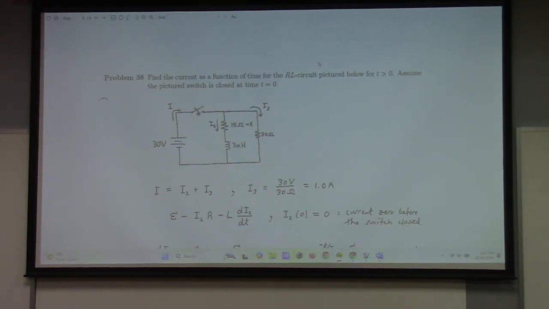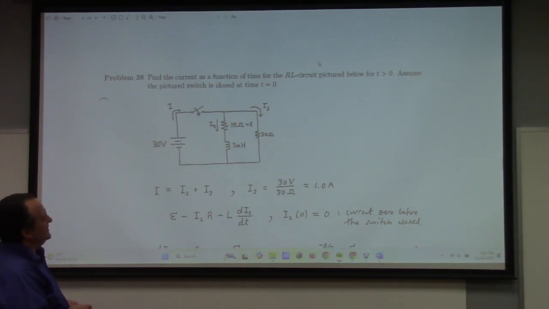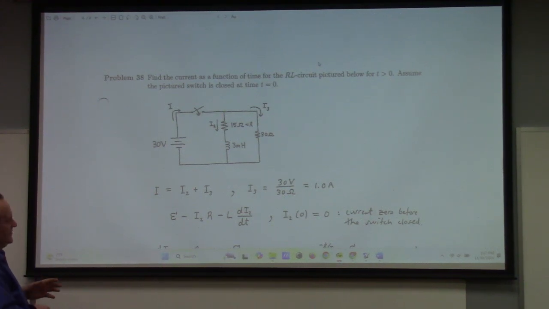These problems, I almost always ask a question like this on the next test because they're just nice. So here we have an RL circuit. We're supposed to suppose the switch is closed. Oh, I'm sorry. I was thinking of a different problem. This problem I don't always ask. But this is also nice. There's a lot in here.